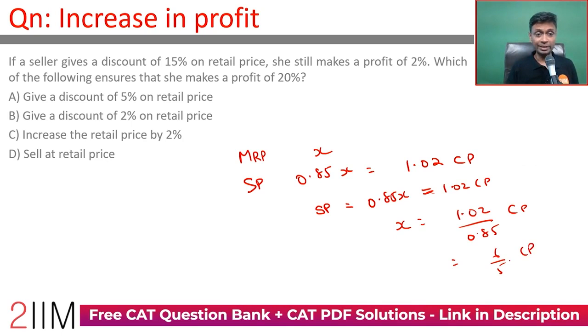Which of the following ensures that she makes a profit of 20%? If X were her selling price, she'd make a profit of 20%. So she should not give any discount. No discount, no increase. Sell at retail price. If the selling price were X, then X is 6 by 5 times CP. That'll be a 20% profit. So she should not give any discount if she wants to make a profit of 20%.